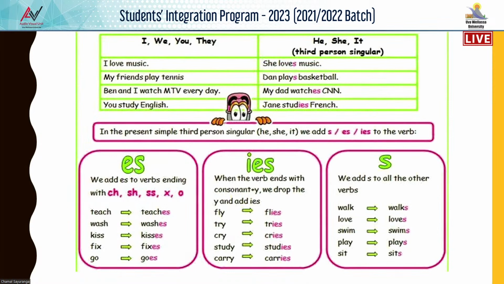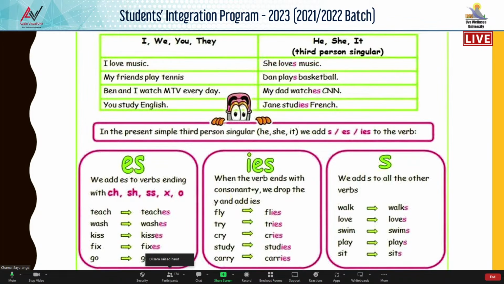Next slide. Spelling rules. In the simple third person singular, if the subject is singular, we add S, ES or IES. We have to put ES to the verb if the verb ends with one of those letters. That means if the verb has CH, SH, double S, X or O at the end, then you have to put ES to make it singular, right? So the teacher washes, kiss becomes kisses, fix becomes fixes, and go becomes goes. Go, ES, goes, right? So make sure to include ES if the main verb of the sentence ends with one of those letters.